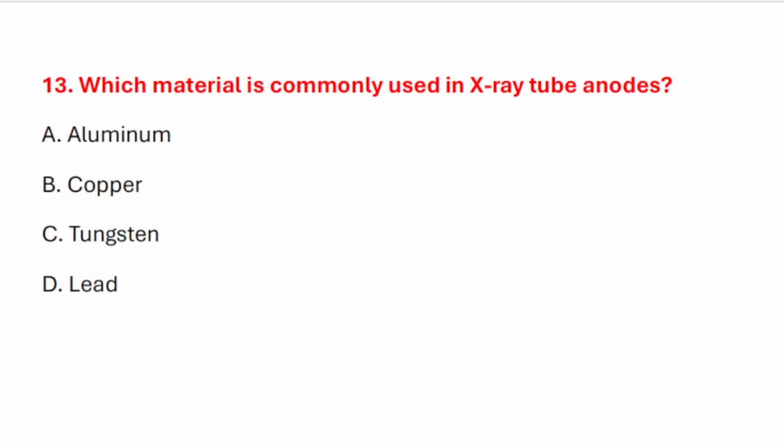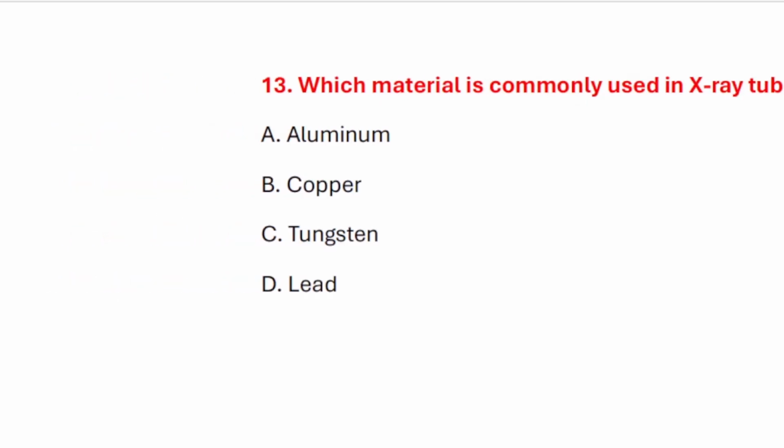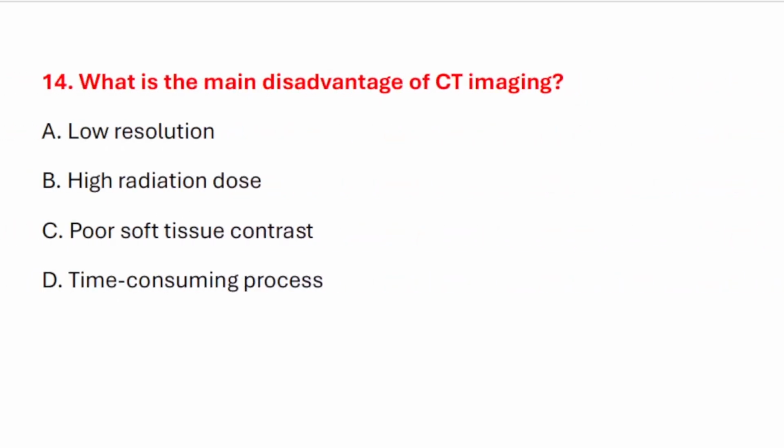Question number 13. Which material is commonly used in X-ray tube anodes? Correct answer is option C, tungsten. Question number 14. What is the main disadvantage of CT imaging? Correct answer is option B, high radiation dose.